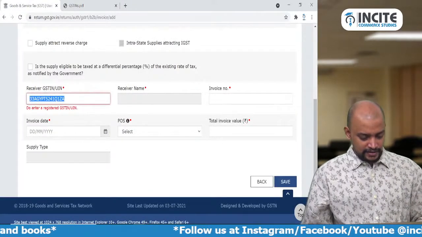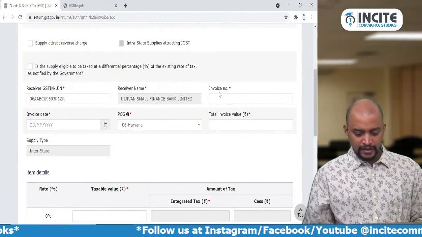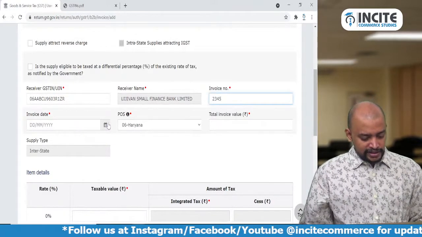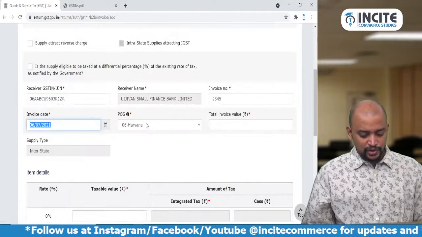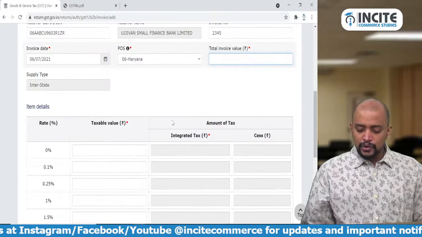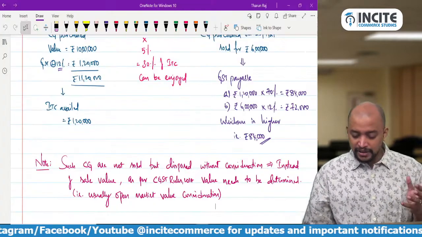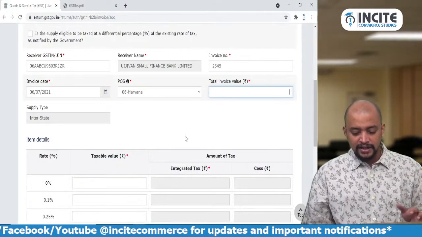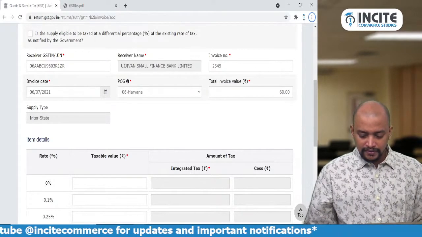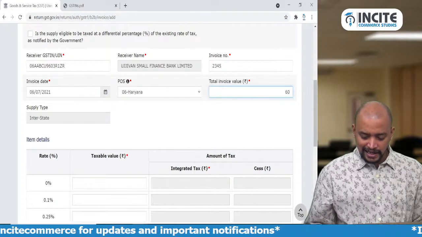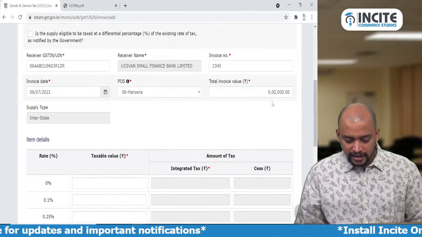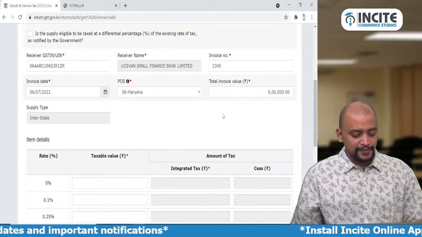Invoice number, then invoice date. So this is the transaction in July month, and total invoice value. Total invoice value in our example, the invoice value is what? 6 lakhs. We are collecting 6 lakhs only from that person. We are collecting only 6 lakhs from that person.